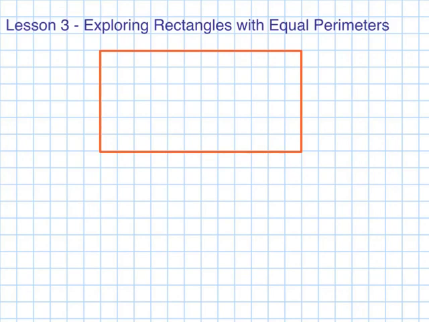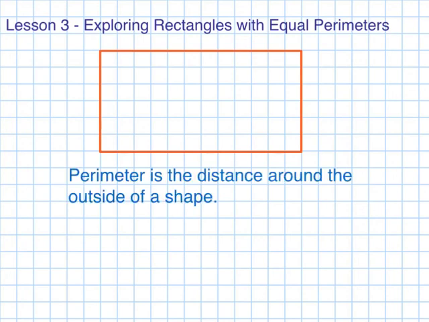Welcome to Lesson 3, Exploring Rectangles with Equal Perimeters. In this unit, we will be working with rectangles and measuring their perimeters. Perimeter is the distance around the outside of a shape.